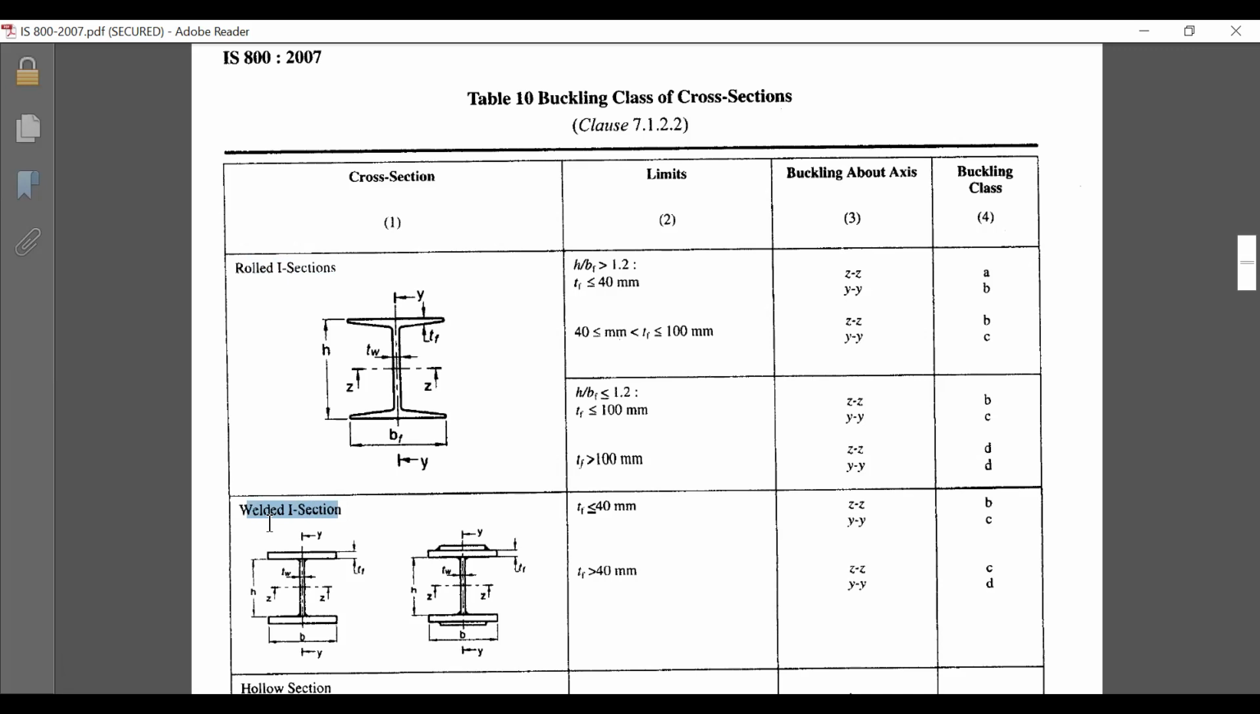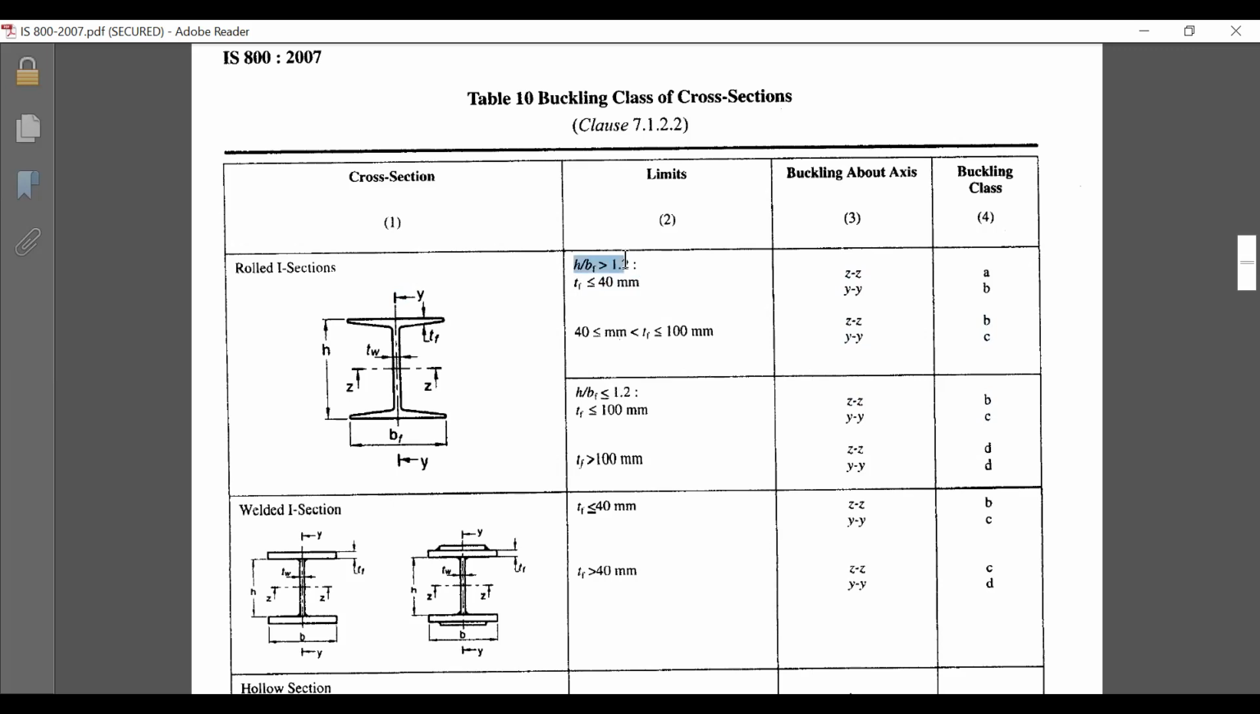Since nothing is specified about the type of the connection, we are going to assume it as a rolled steel I section, which is going to be bolted. Now, here you have to concentrate on the limits. When you check the limits, you are given two conditions: one is h by bf greater than 1.2 and the other one is h by bf less than or equal to 1.2. These are the two cases given. You can check very carefully here.